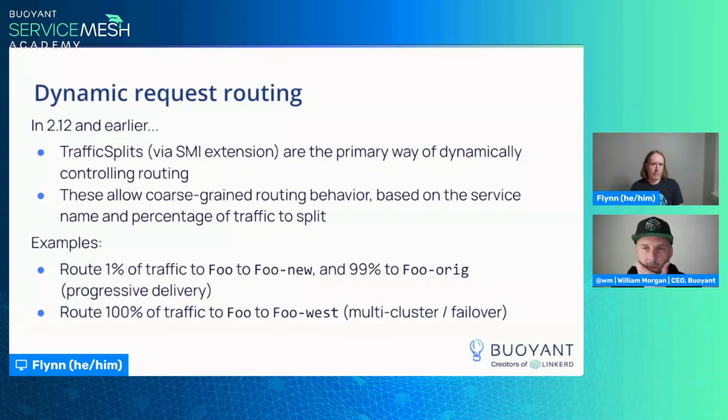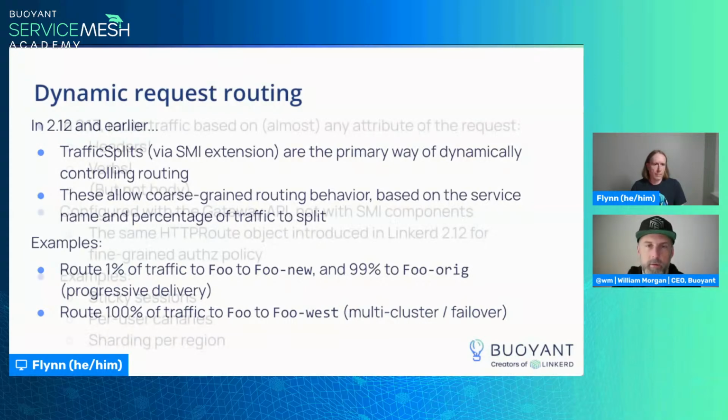That gives you some capabilities around failover, where I can control that thing dynamically. Maybe foo is actually a local version, and when something fails, I change the traffic split so that it's sent somewhere else. We've got some control logic around it, so you can get very fancy. But that's the state of things as of 2.12.